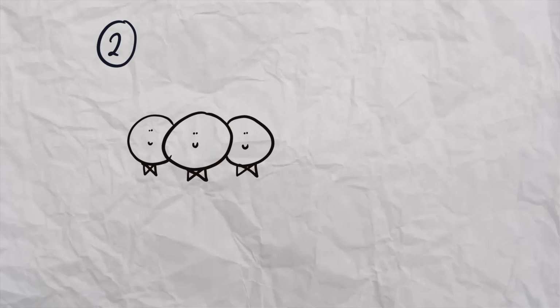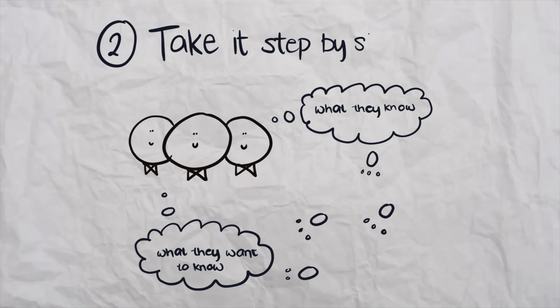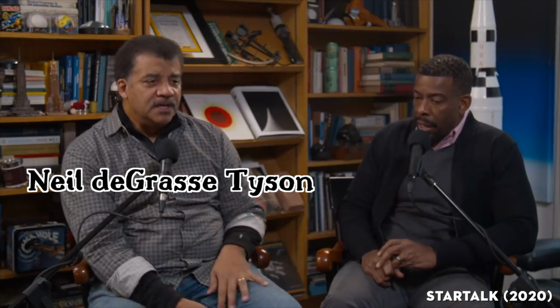Step 2 would be to walk the people I'm talking to from what they know to what they want to know, step by step. I used to always want to be really brief and concise because I was so afraid of wasting people's time. But I quickly found out that by doing this, I was doing them a disservice because I was just leaving them confused and missing out on a lot of important details. Here's the argument. Ready? This is Neil deGrasse Tyson.